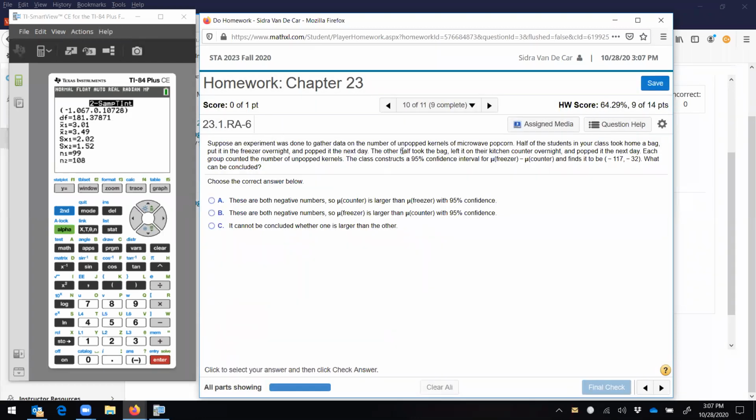Suppose an experiment was done to gather data on the number of unpopped kernels in microwave popcorn. Half the students in a class took home a bag, put it in the freezer overnight, popped it the next day. Other half took the bag, left the kitchen counter overnight, and popped it the next day. Each group counted the number of unpopped kernels. All right. So this has to be the larger since they're both negative.